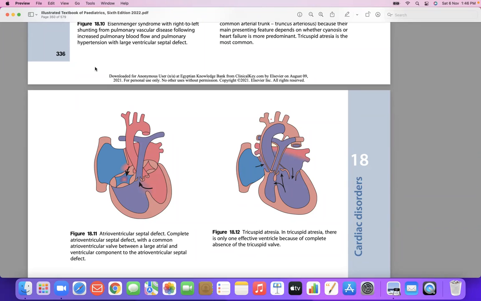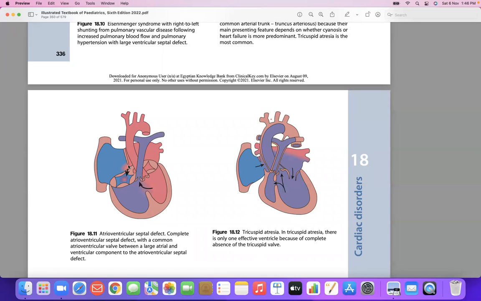So previously with the ASD, we read about partial AVSD. Now here they are talking about complete AVSD. Okay, atrioventricular septal defect, complete atrioventricular septal defect with a common atrioventricular valve between the large atrial and ventricular component.